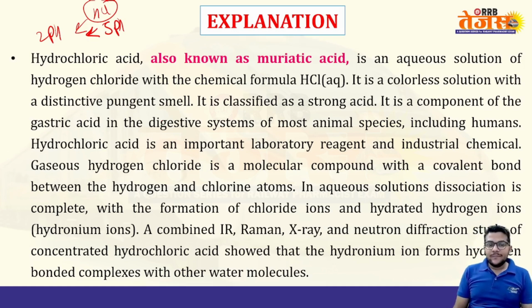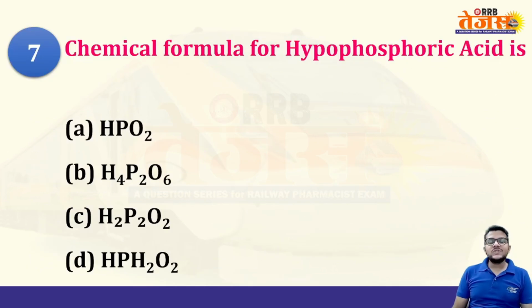Whereas bases like NaOH can be used to increase the pH, increasing it means it is somehow reaching 14. Got it? Next, you have the chemical formula for hypophosphoric acid.